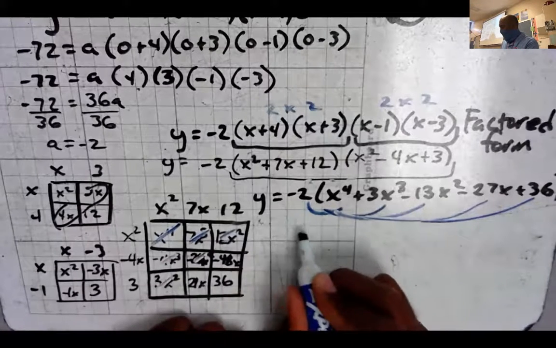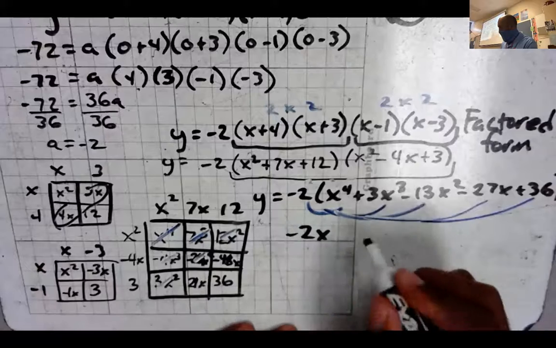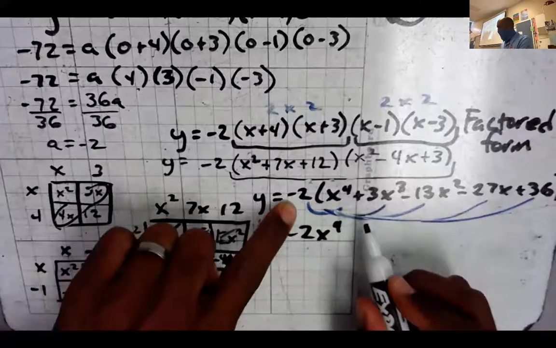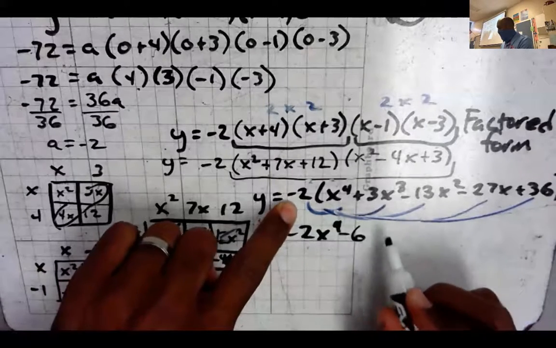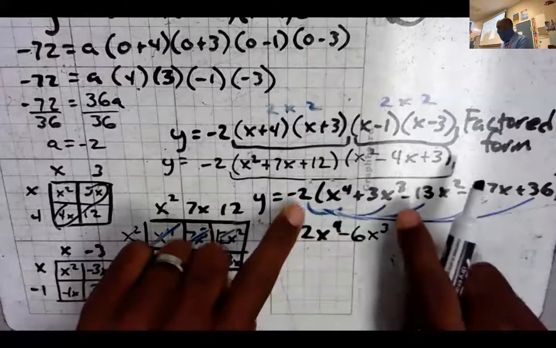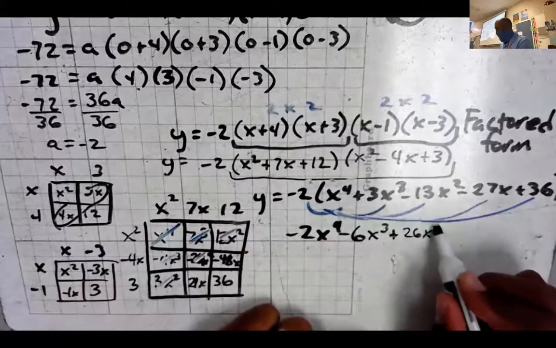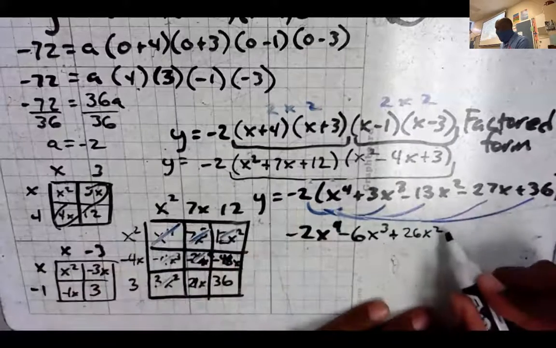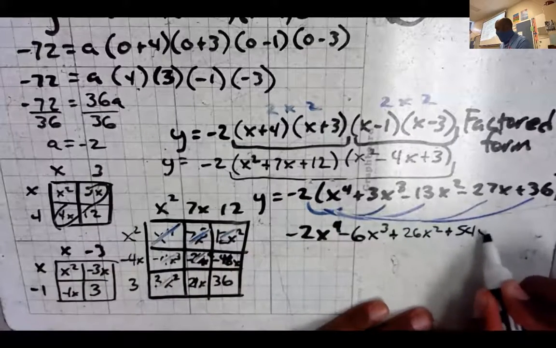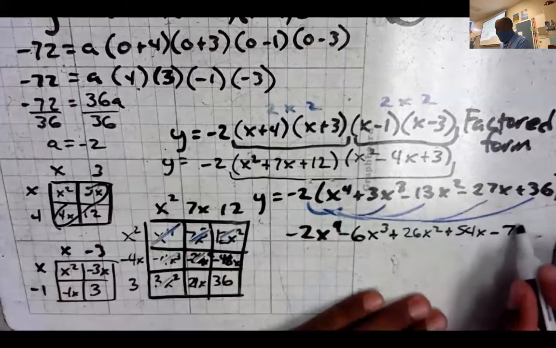Okay, so distribute the negative 2. Oops, wrong pen. Then I get negative 2x to the fourth. Then negative 6x to the cube. Remember, again, check your negatives. Negative, negative here. So positive 26. Negative, negative. Positive 54. Negative, positive. Negative 72.